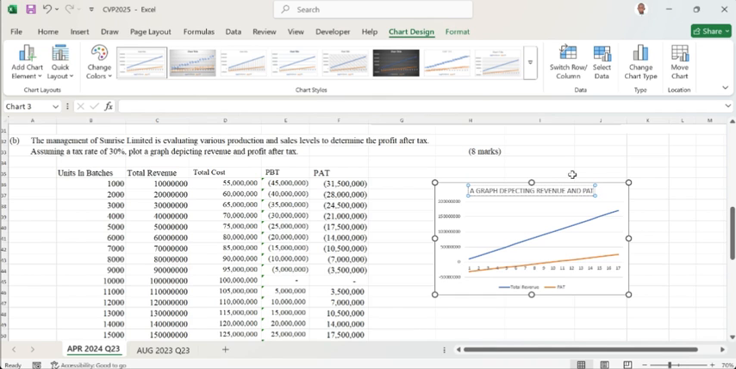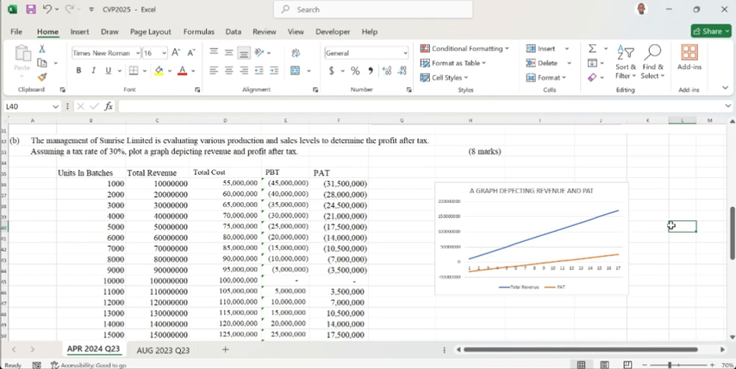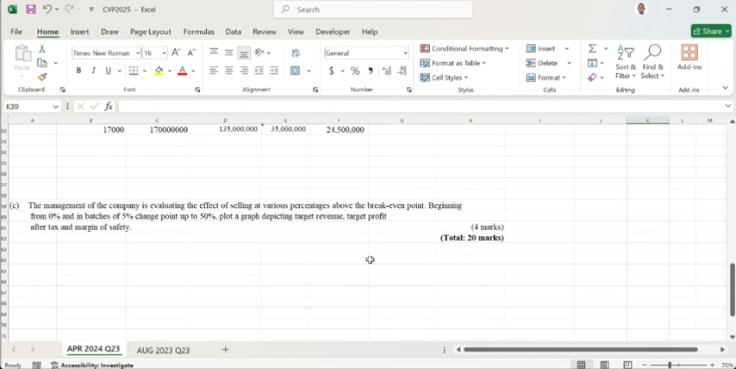So we can call this graph depicting revenue and profit. Hivyo tu. And you are good to go.